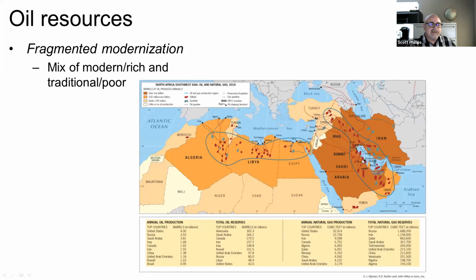And another part of the side effect is what's called fragmented modernization, in that in much of this realm, you have a mix of both modern, rich and traditional or poor. So the effects of the oil are not uniform. They tend to be concentrated in places around the Persian Gulf. And as you get outside of that area, you can have a much different situation. It's fragmented modernization rather than uniform modernization.